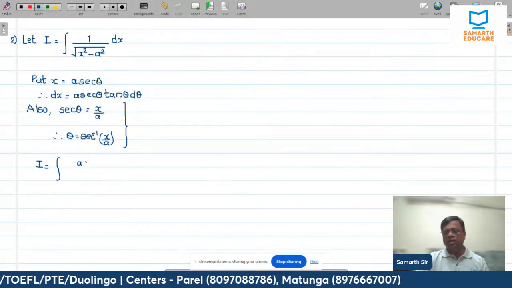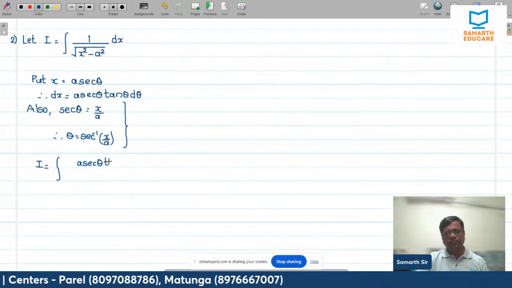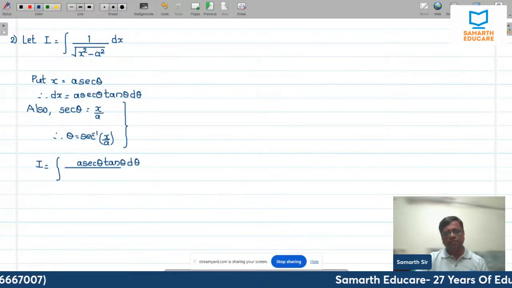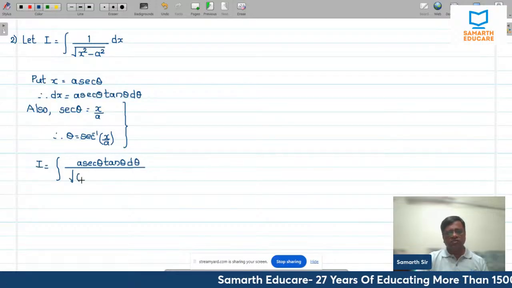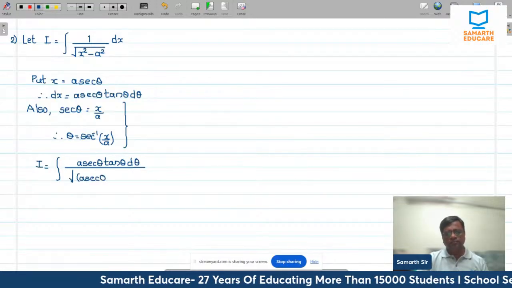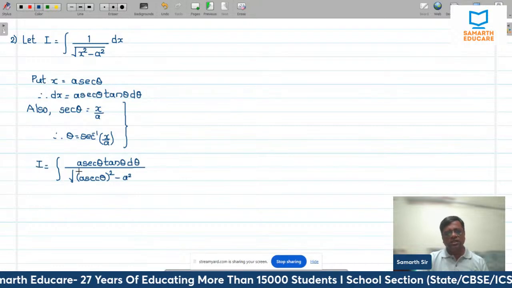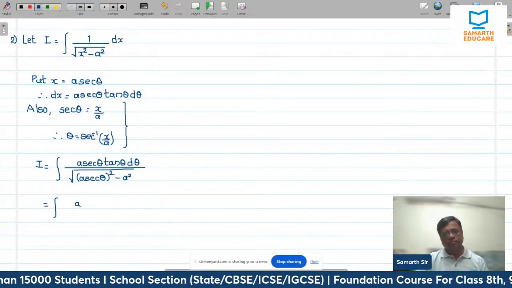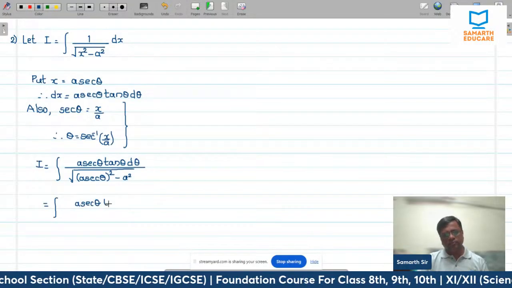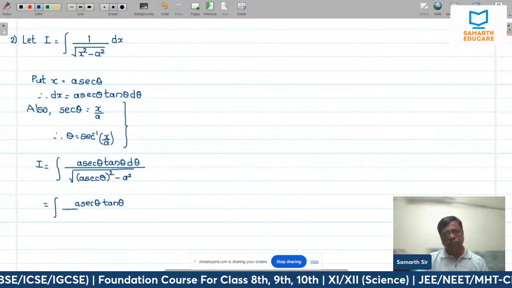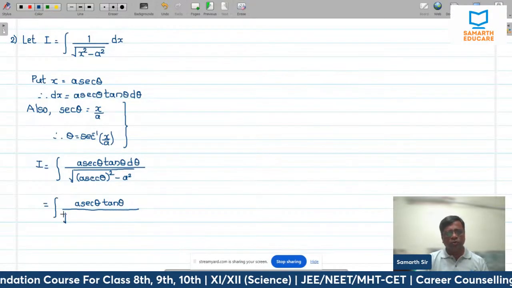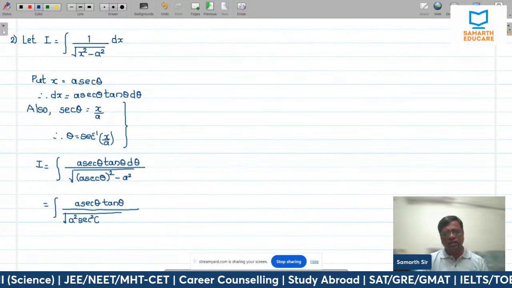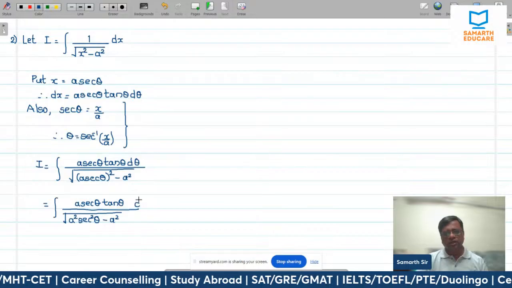dx क्या है? a sec theta tan theta d theta, divided by x की वैल्यू क्या है? a sec theta whole square minus a square. Now that is equal to a sec theta tan theta, the whole thing divided by under root a square sec square theta minus a square d theta.